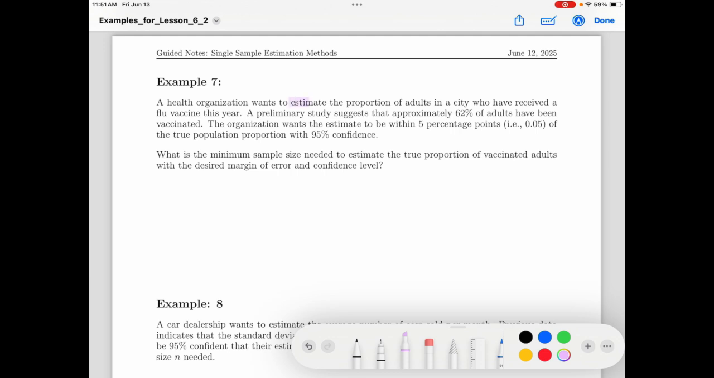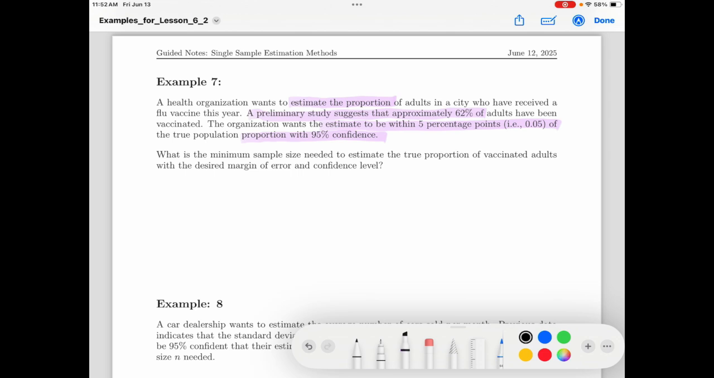We want to estimate our proportion, so that tells us which formula we're going to use. We're talking about proportions. We have a preliminary study where the probability of success is 62%. So that tells us our value of P, so we don't have to estimate it at 0.5. We want the estimate to be within 5 percentage points, meaning the error is going to be 0.05, and our confidence level is going to be 95%.